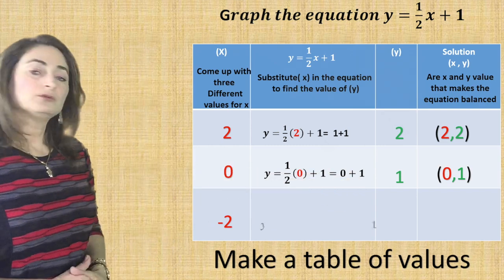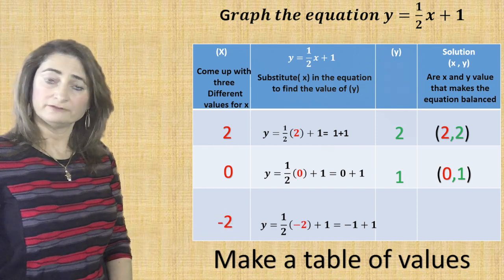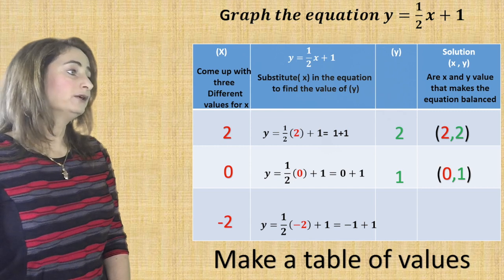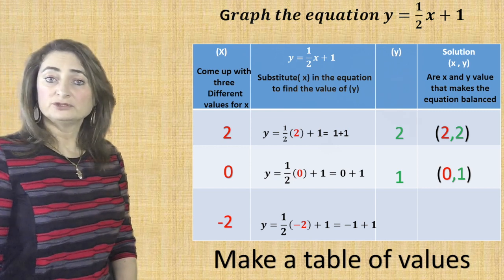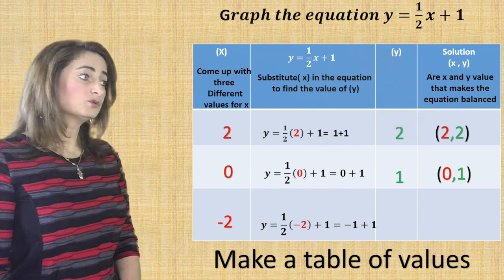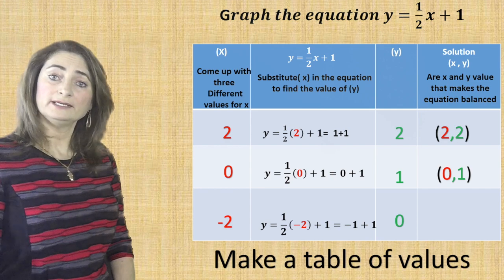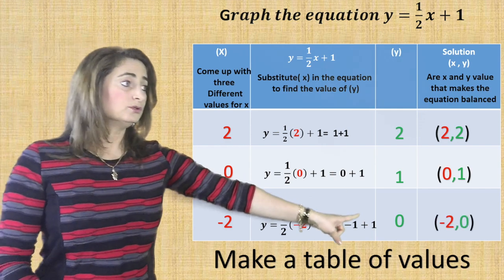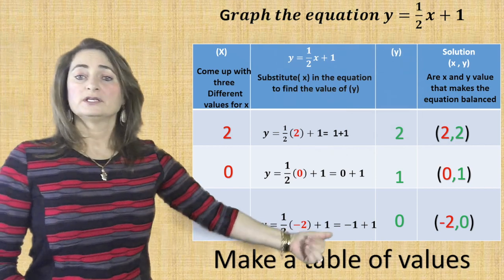Now what if x equals negative 2? Substitute the value of x in the equation with negative 2. You end up with y equals half times negative 2 plus 1. Half of negative 2 is negative 1, plus 1 equals 0. So the value of y when x equals negative 2 is 0. So the solution for the x and y values is negative 2, 0.